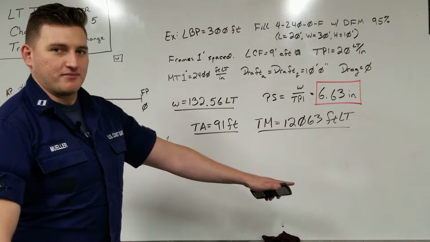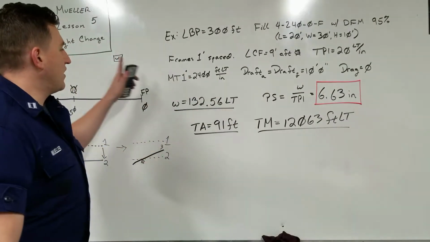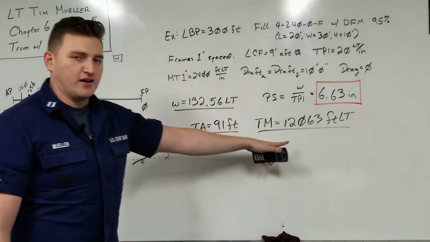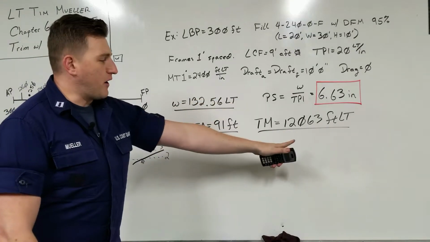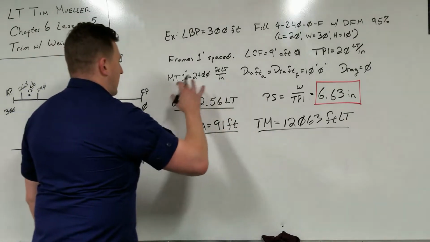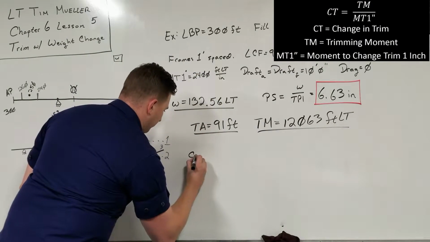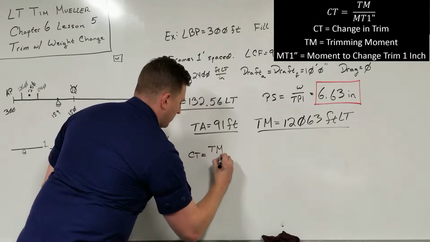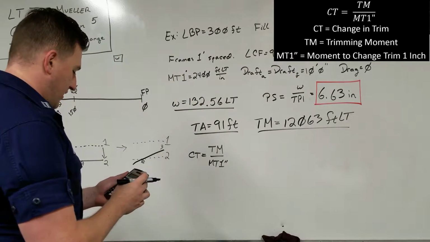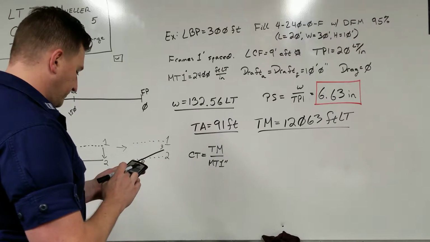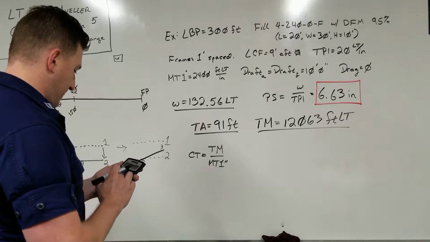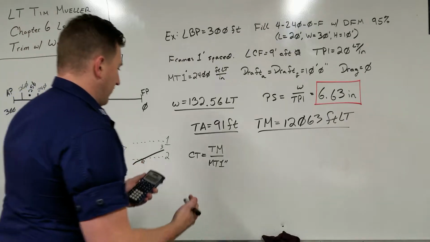Great. What's the next step? Do you remember? We got to go to our MT1, our moment to trim 1 inch, find out how many long tons it takes to trim 1 inch, compare it to how many long tons we have, and see how it works. So MT1, my CT, change in trim, equals trimming moment divided by moment to trim 1 inch. So I take my 12,063. I'm going to divide it by 2,400. So I get 5.03.